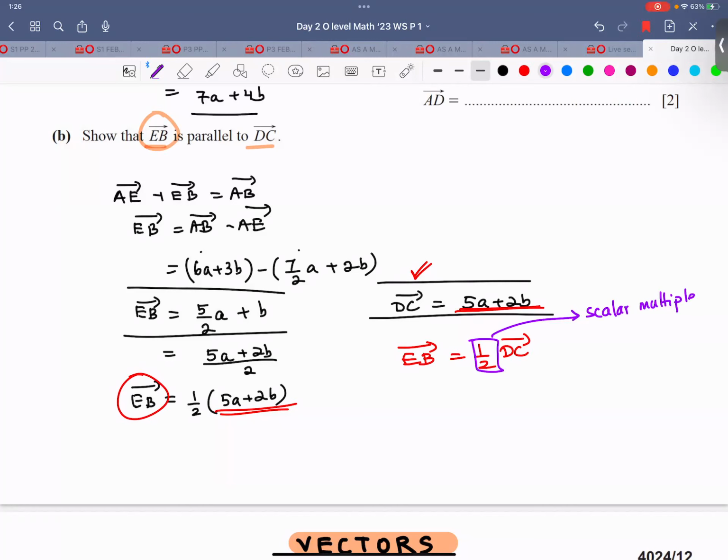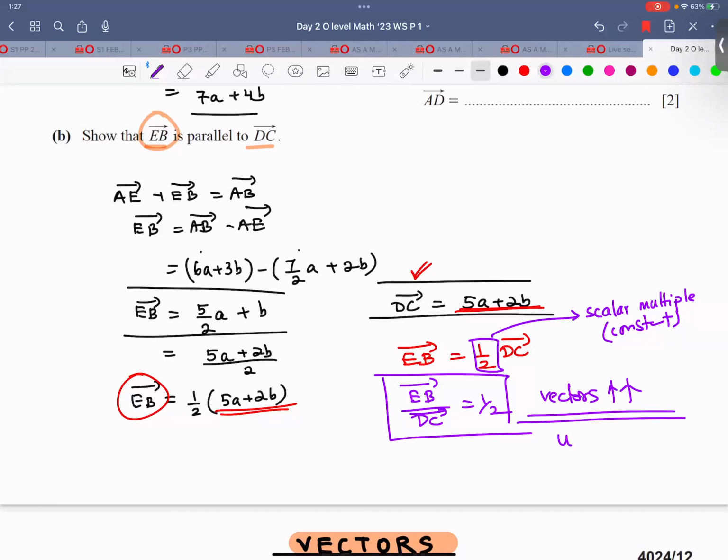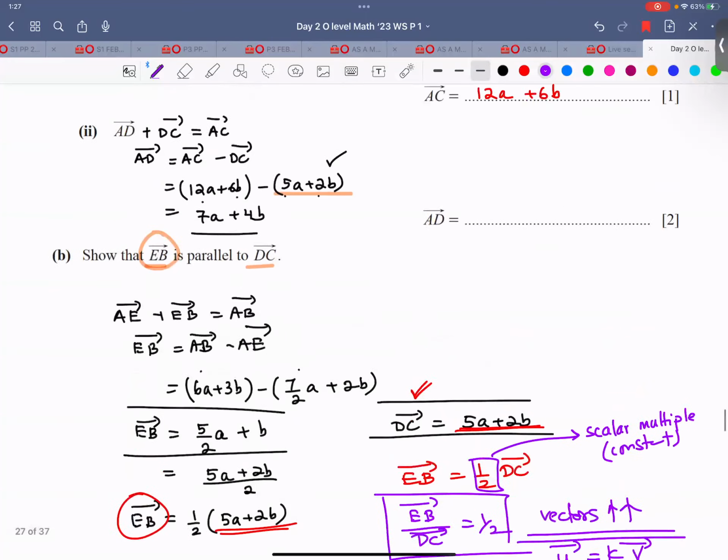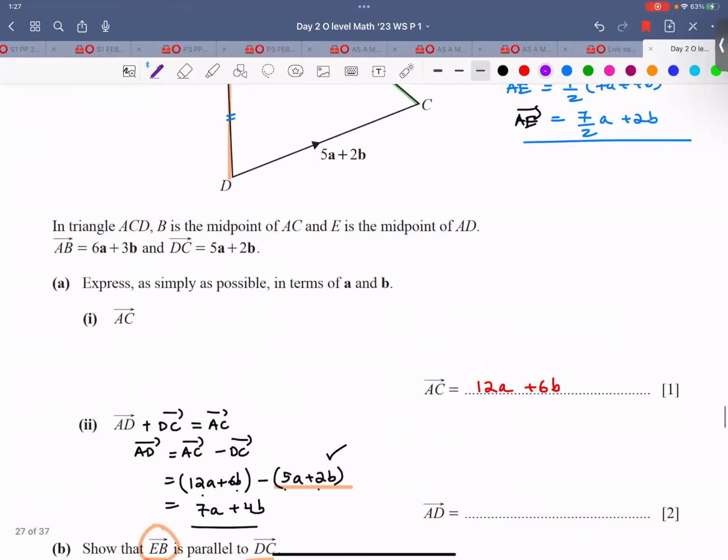In simple words, it's just a constant. So if I take EB and divide it by DC, I am getting half. What does it mean? It means that these two vectors are parallel. So now the rule is, if vectors are parallel, one vector is a constant times the other, or one vector divided by the other vector is a constant. Hence, I have proven that these two vectors are parallel.